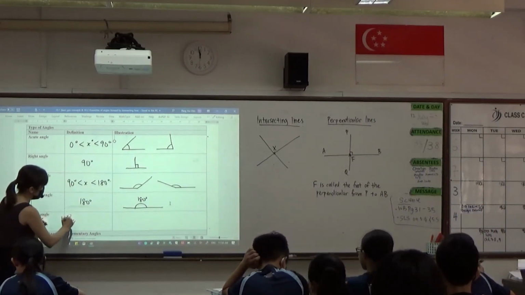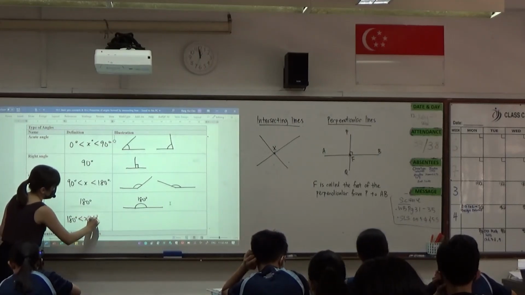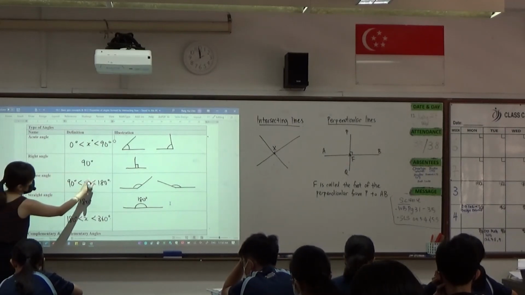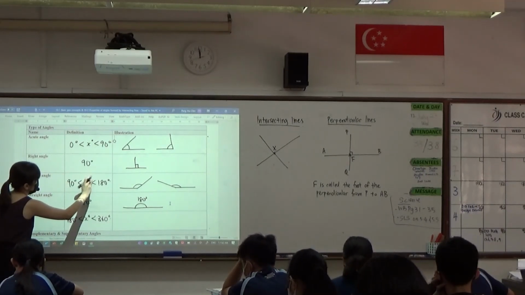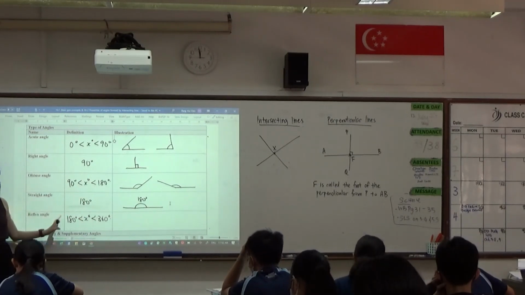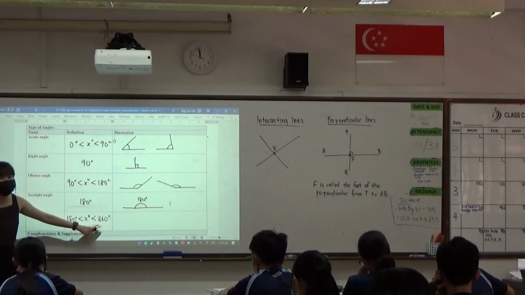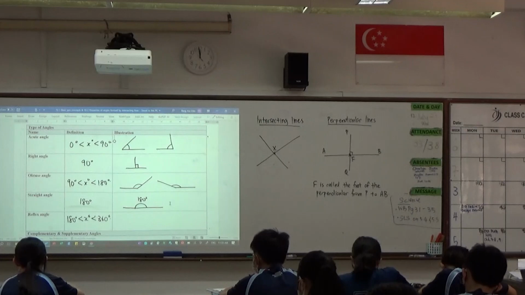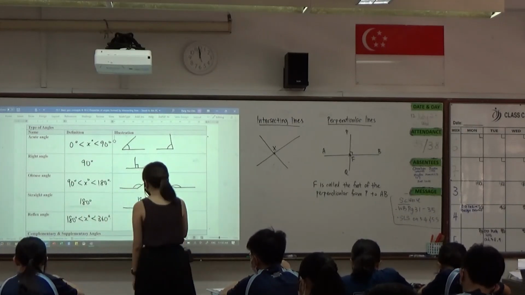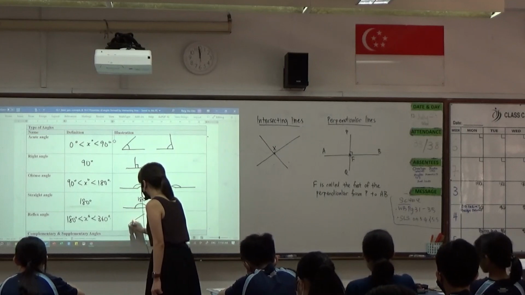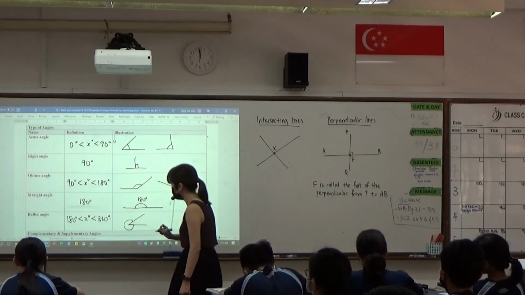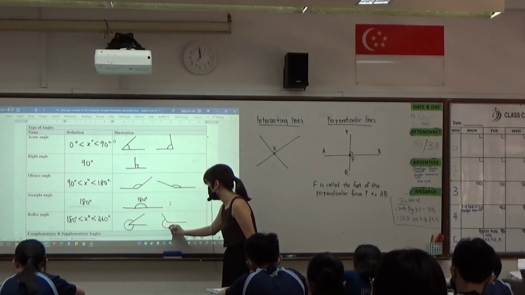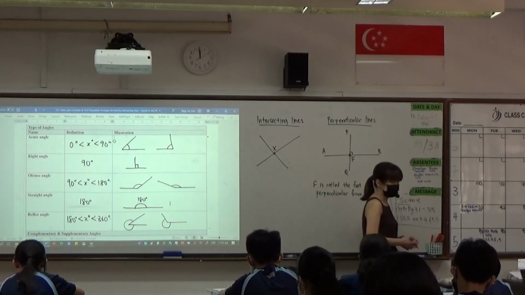Reflex angles are angles that are more than 180 degrees but less than 360 degrees. By the way, x is the unknown of the angle. So it depends on the question. So between 180 to 360 degrees, more than 180, less than 360, that is what we call a reflex angle. A reflex angle would be over here. Otherwise, this is also a reflex angle.